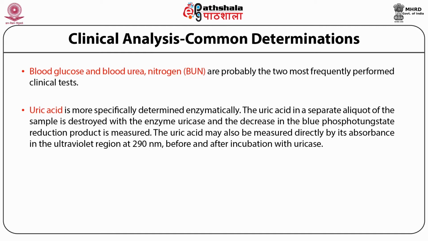The uric acid in a separate aliquot of the sample is destroyed with the enzyme uricase and the decrease in the blue phosphotungsten reduction product is measured. This second aliquot effectively serves as a blank, and the uric acid may also be measured directly by its absorbance in the ultraviolet region at 290 nanometer before and after incubation with uricase.